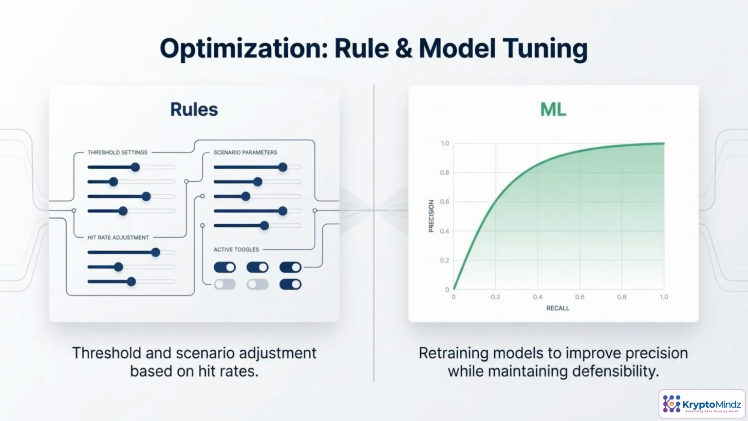In a production KYC or AML platform, optimization means tuning rules and models together, not choosing one over the other. Rules give you precise, explainable levers: thresholds, scenarios, and hit rate adjustments that compliance can understand and defend to regulators. Machine learning manages the precision-recall trade-off, retraining on new data to reduce false positives without missing true risk. Your architecture should support safe experimentation, quick rollback, and side-by-side evaluation of rule changes and model versions.